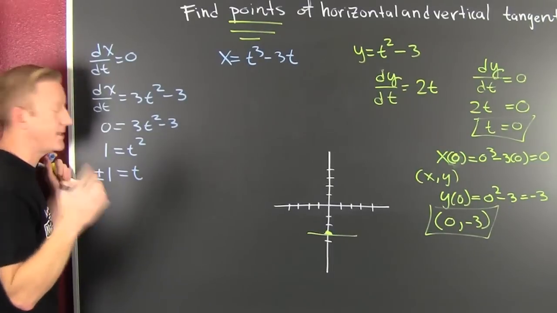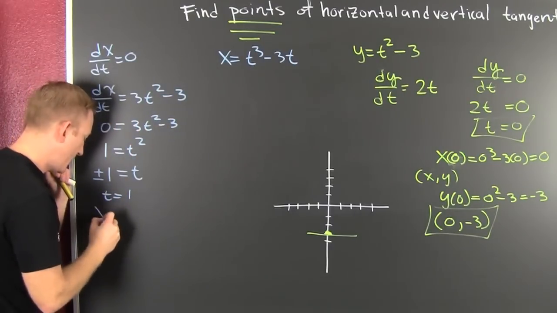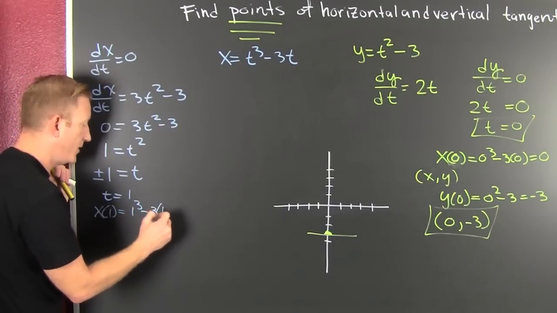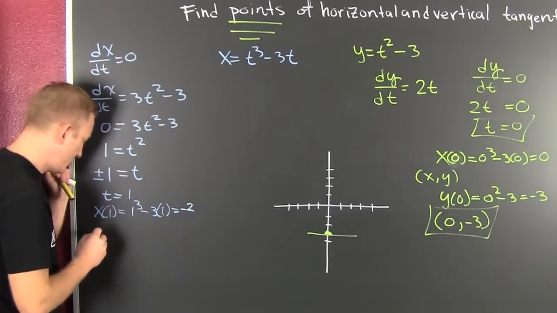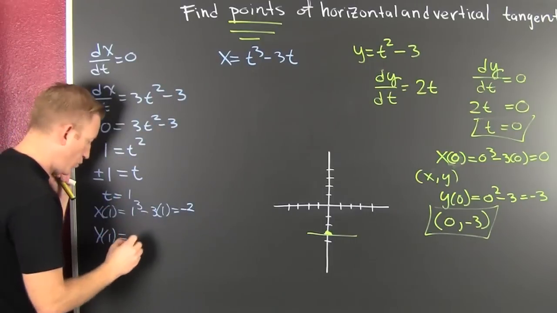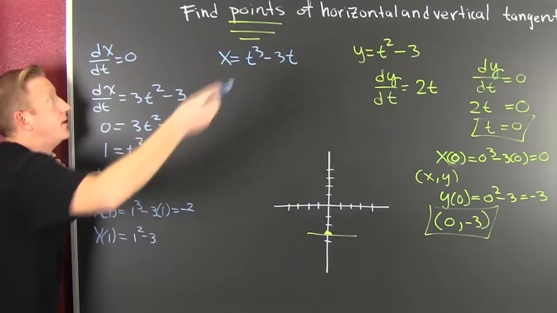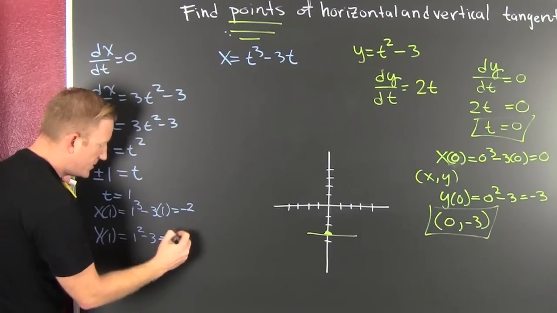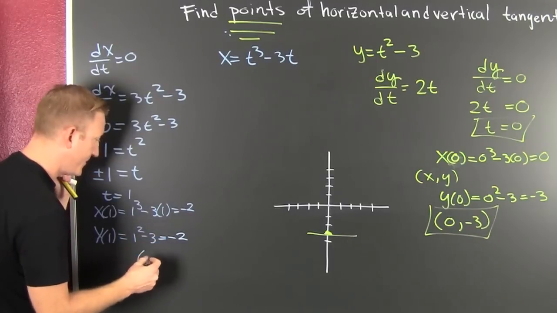Now you need to consider two cases. One, when t is positive 1. When t is positive 1, I go and I put it up there. I'm looking at x of 1. All right. So that's 1 to the third minus 3 times 1. So that's 1 minus 3, which is a minus 2. Okay. So then my y of 1, that's when I put my 1 squared minus 3. What am I using? I'm using that guy up there, my x and y. I'm finding the points.